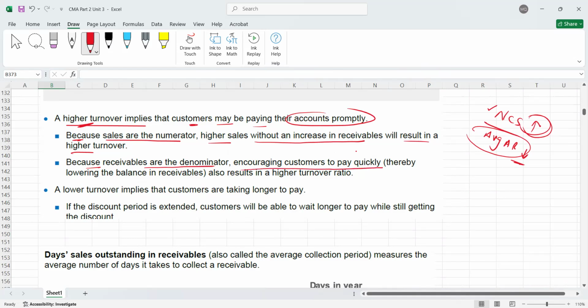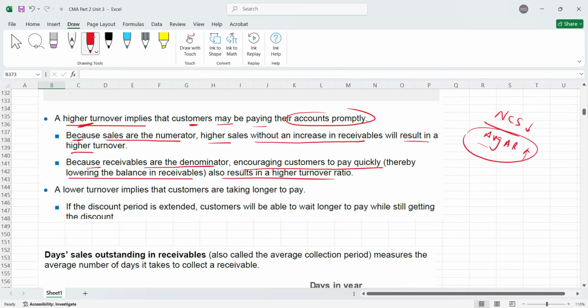Definitely, if customers will pay quickly, automatically average receivable balance will go down. They are saying encouraging the customers to pay quickly, thereby lowering the balance in receivable. Yes, true, also result in a higher turnover ratio. Now guys, sometime turnover ratio answers could be lower. And if answer is lower, these are two possible reasons. Number one, if your net credit sale is decreasing, or if your average account receivable balance is increasing.